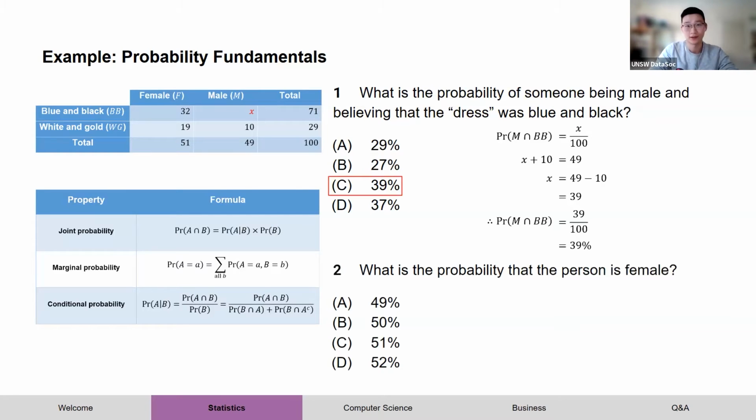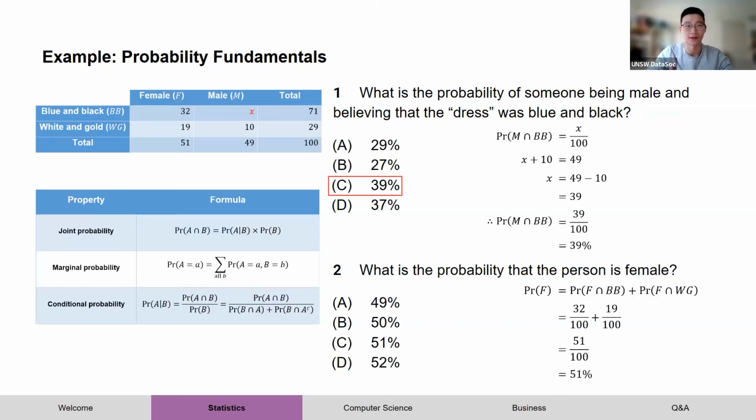Now, in the second question, let's find the probability that a person is female. In this question, we'll be using the marginal probability formula, which is in the second line on the left-hand side where you have all those formulas. To find the probability that someone is female, you simply look at all the different probabilities of a person being female intersecting with all the other sets. In this case, the other sets are BB and WG, and the intersections correspond to values 32 and 19 respectively.